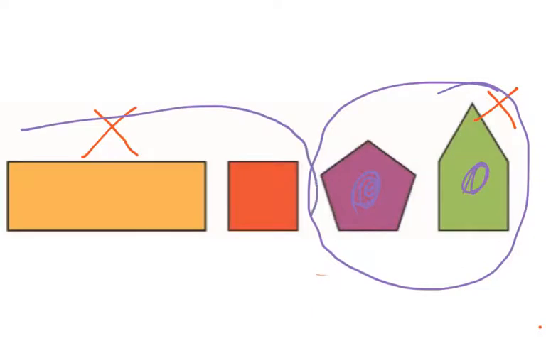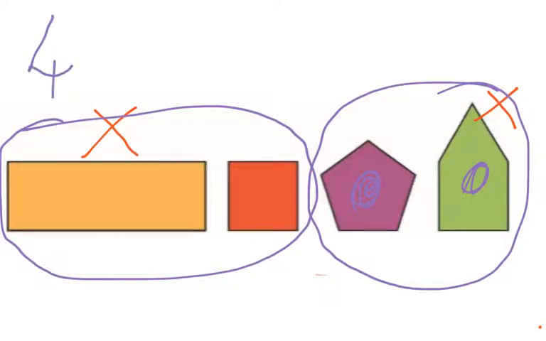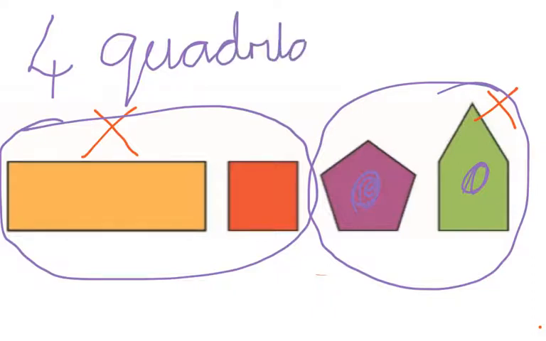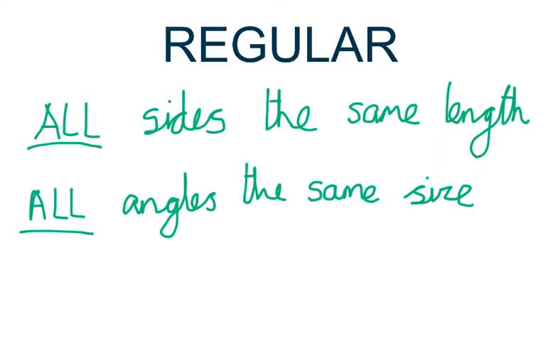that will cover both of these shapes? A 4-sided shape. It is a quadrilateral. So here we have a regular quadrilateral and an irregular quadrilateral. So for a shape to be regular, all the sides are the same length and all the angles are the same size. Both of those things. It has to be both.